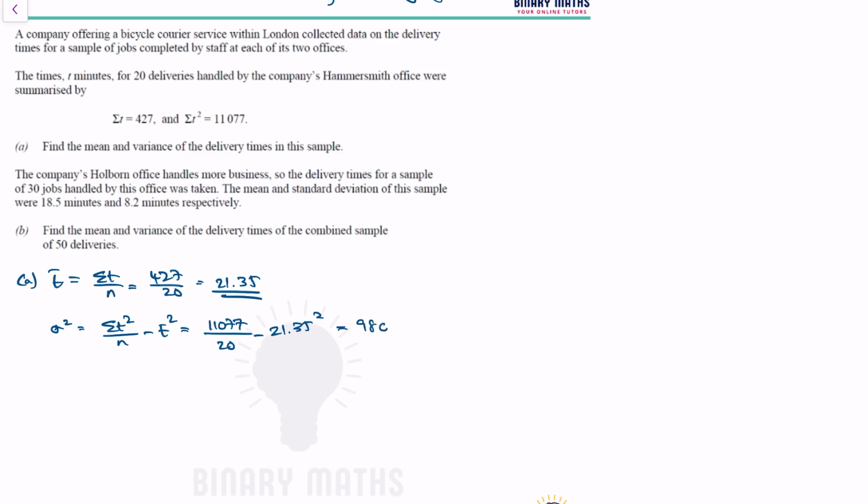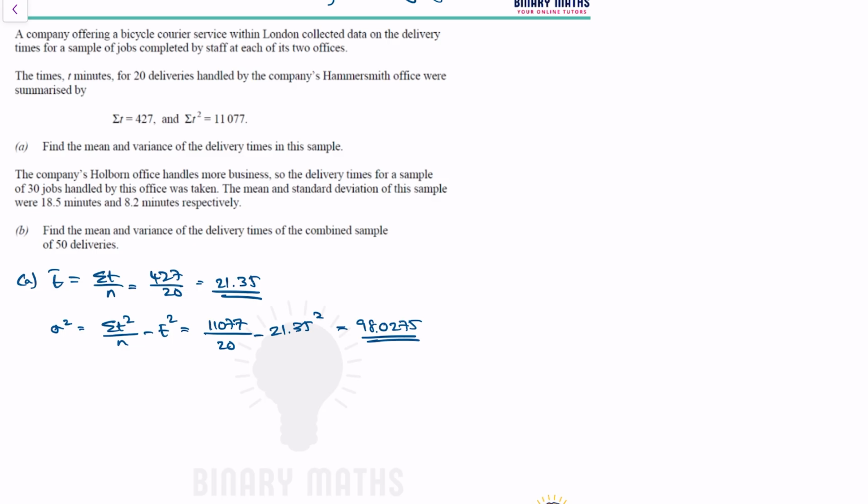So A, first thing is mean. So T bar is equal to sum of T over N, which is 427 over 20, which is equal to 21.35. And then variance, which is sigma squared, so be very careful with that, is sum of T squared over N minus T bar all squared, which is equal to 11077 over 20 minus 21.35 squared, which is equal to 98.0275.